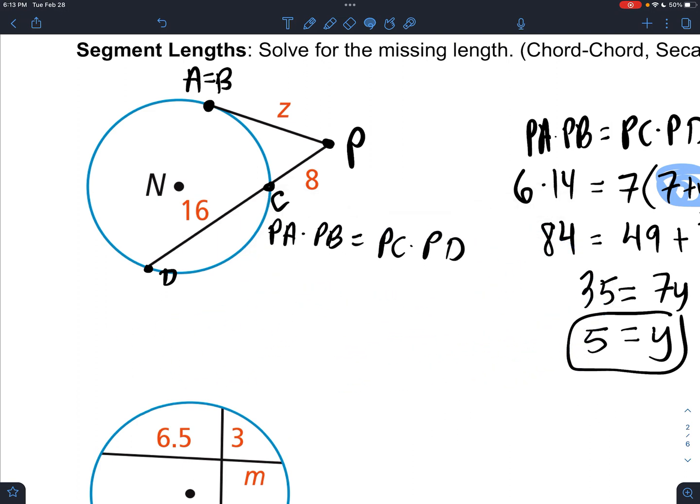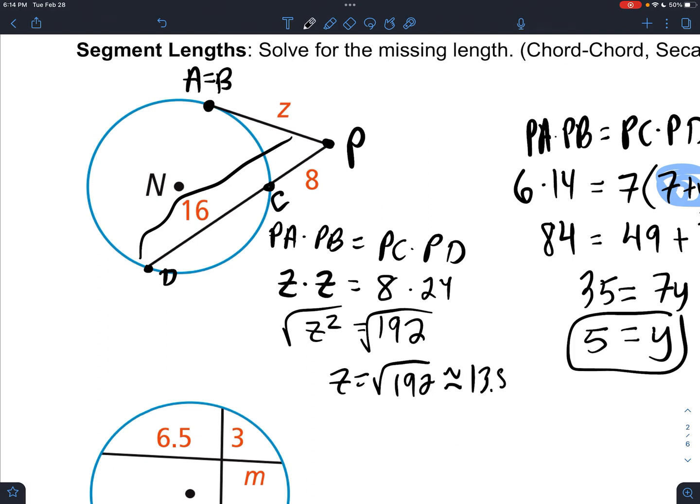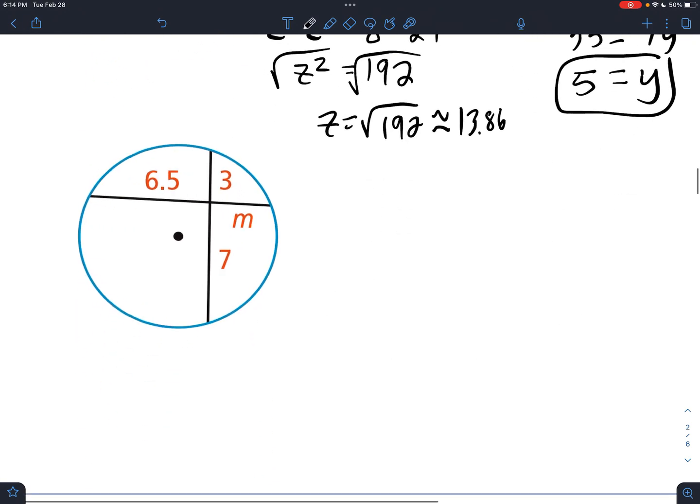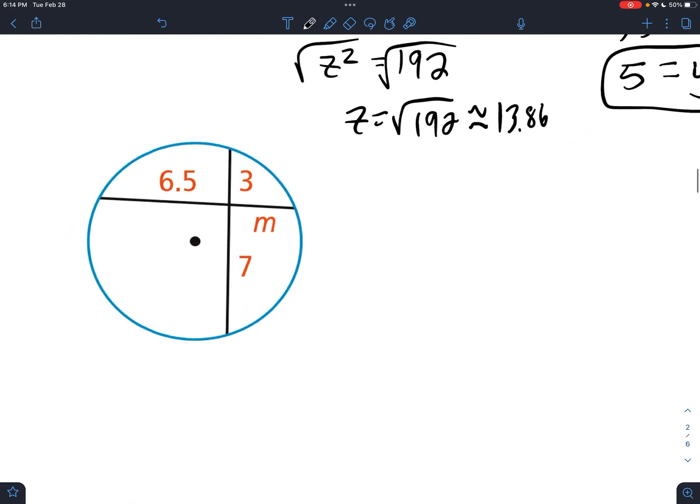Oh, looks like I don't have much space there. So what does that mean for us? PA is Z, and PB is also Z, and PC is 8, and PD is the entire length, which is 24. So we get 192 equals Z squared, and we would be forced to take a square root, and we're going to take the positive. So we get this, which is around 13.86. Okay, so same formula.